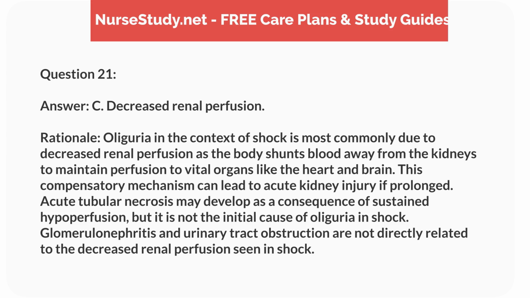Decreased renal perfusion. Rationale: oliguria in the context of shock is most commonly due to decreased renal perfusion as the body shunts blood away from the kidneys to maintain perfusion to vital organs like the heart and brain. This compensatory mechanism can lead to acute kidney injury if prolonged. Acute tubular necrosis may develop as a consequence of sustained hypoperfusion, but it is not the initial cause of oliguria in shock. Glomerulonephritis and urinary tract obstruction are not directly related to the decreased renal perfusion seen in shock.